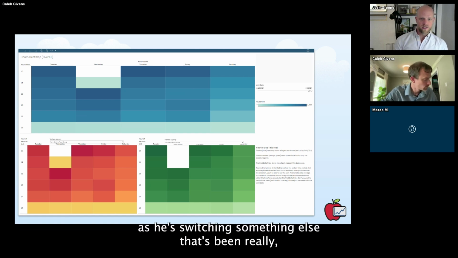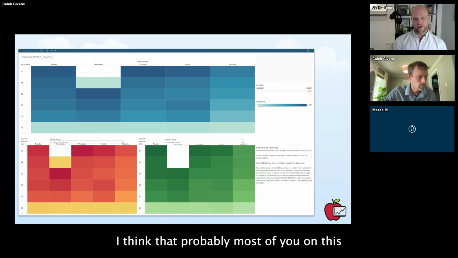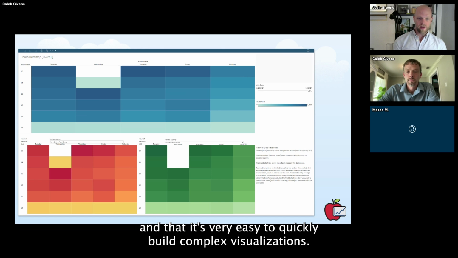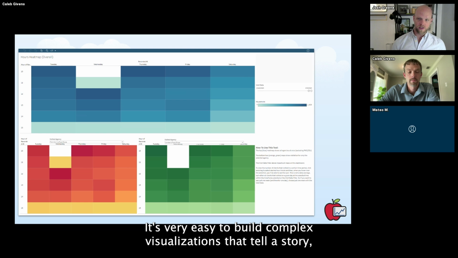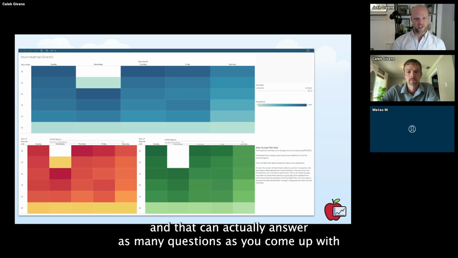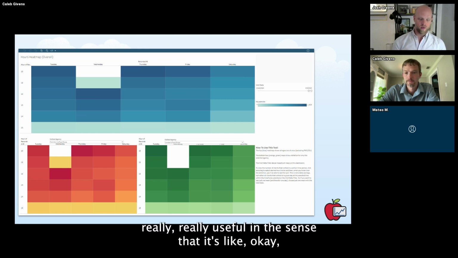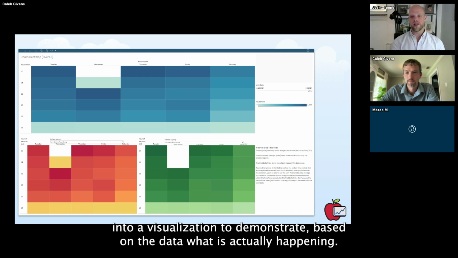As he's switching, something else that's been really, I think, transformative for us about Tableau is the ability to iterate. I think that probably most of you on this call understand kind of how Tableau works, at least on a base level, and that it's very easy to quickly build complex visualizations. If you have your data sources set up the right way, it's very easy to build complex visualizations that tell a story and that can actually answer as many questions as you come up with from looking at the preliminary work. So I think that has been really, really useful in the sense that it's like, okay, I have this idea and then I can quickly translate that into a visualization to demonstrate based on the data what is actually happening.